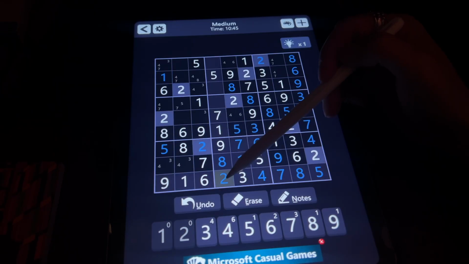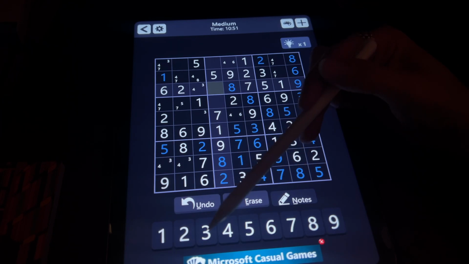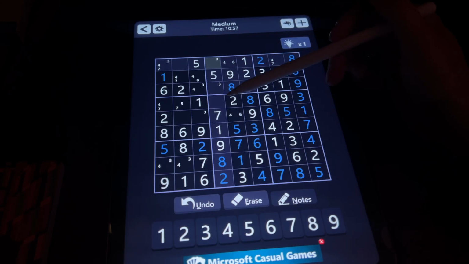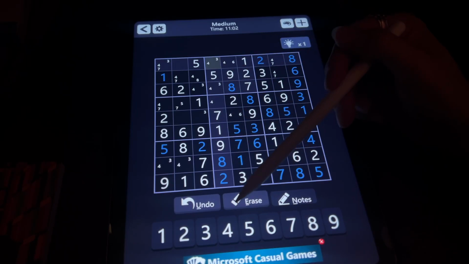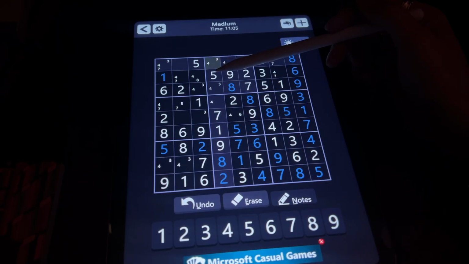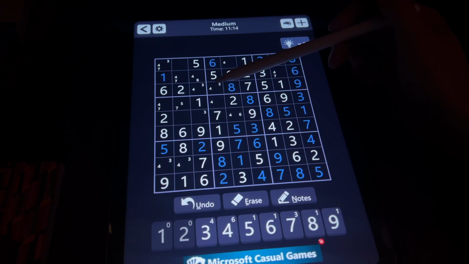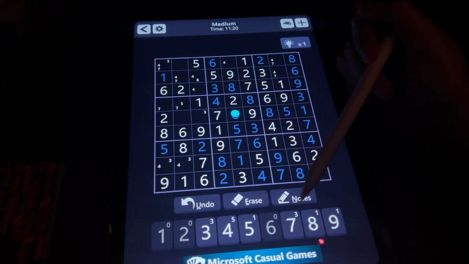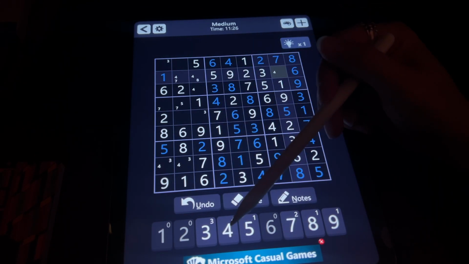1, 2. We need a 3. That's gonna be here or here. And this one needs a 4. That could be there or there or there. And it's got a 5. Needs a 6. Okay, the 6 has to go there. That means that's the 4 and that's the 3. Which means that's the 6. Which means that's the 4. Which means that's the 7 and that's the 4.